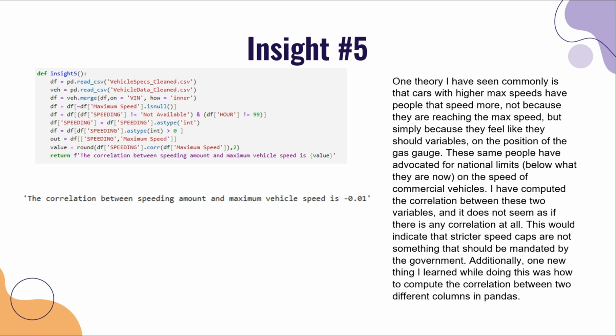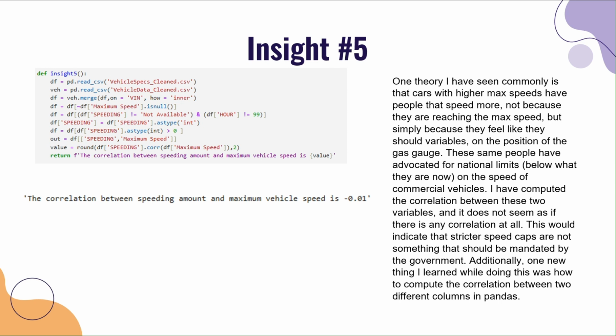And because of that theory, a lot of people have said, okay, we need to lower the maximum speed on these vehicles and say, okay, we're not going to let people go more than 100 miles an hour or 110 miles an hour. However, if you look at the correlation between the speeding amount and the maximum vehicle speed, it doesn't seem as if there's any correlation at all. And I guess it's technically possible for there to be causation without correlation, but that's very unlikely. And so it seems like there should not be stricter speed controls, at least not for the sake of improving public safety.